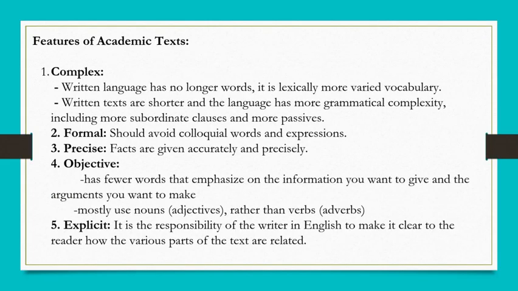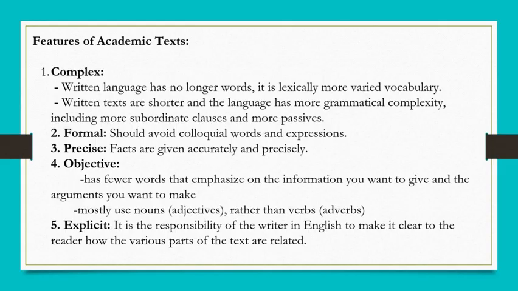Now, let's proceed to the features of academic texts. We have complex. In complex, written language has longer words. It is lexically more varied in vocabulary, meaning the text uses a wide range of words, avoiding repetition and using precise language. Texts are longer, and the language has more grammatical complexity, including more subordinate clauses. Subordinate clauses are, for example, after, although, and so on and so forth. And there are more passives.